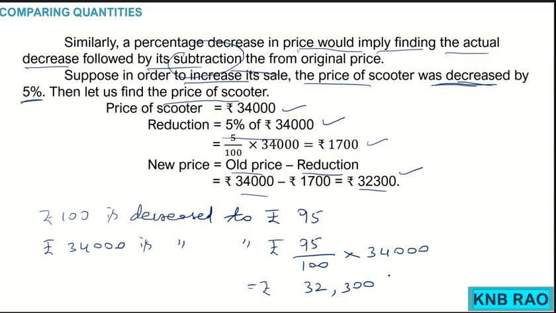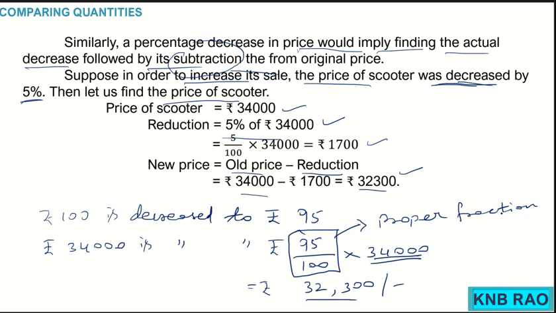Now, you have here something like a fraction multiplying to the old price. If the reduction is there, then here we will have a proper fraction, where proper fraction is nothing but numerator is smaller than denominator, because decrement is taking place. So, I will decrease 100 by that many points or that much of percentage.